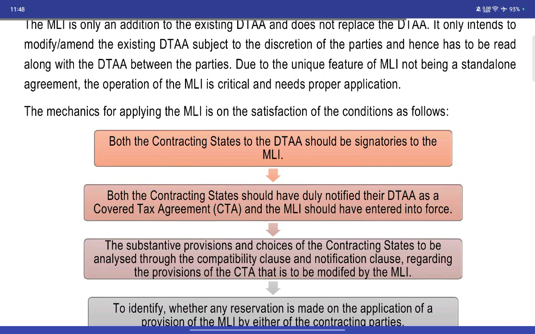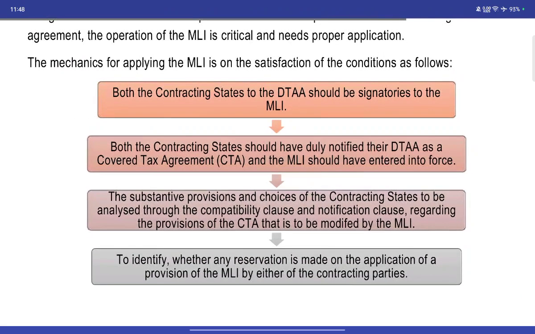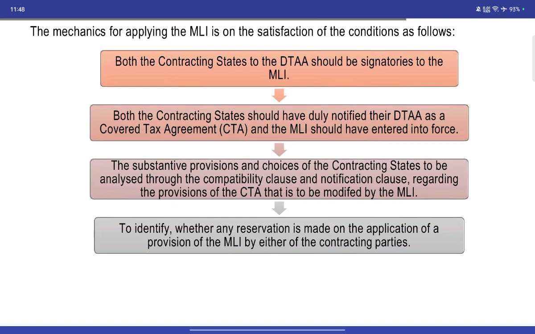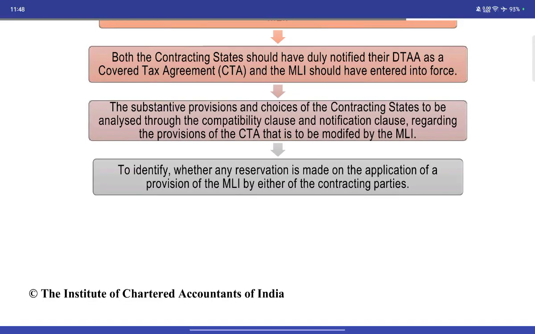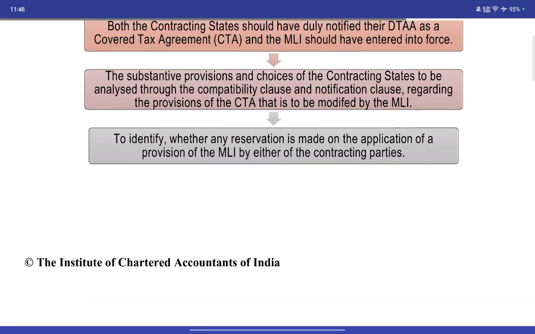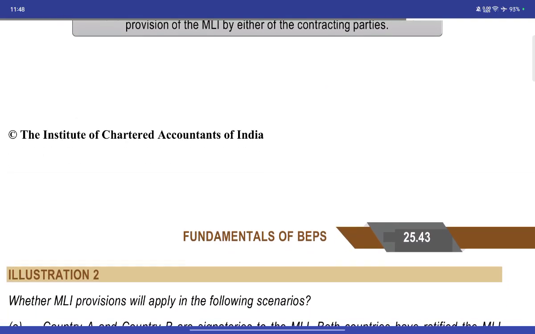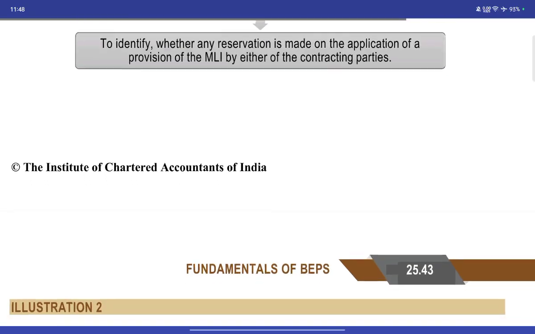The mechanism of applying the MLI requires satisfying certain conditions. Both the contracting states to the DTA should be signatories of the MLI. Both the contracting states should have duly listed the DTA as a covered tax agreement, and the MLI should have entered into force. The substantive provisions of the MLI are then analyzed through the compatibility clause and notification clause, regarding the provisions of the CTA to be modified by the MLI, to identify whether any reservation is made in the application of the provision by either of the contracting parties.